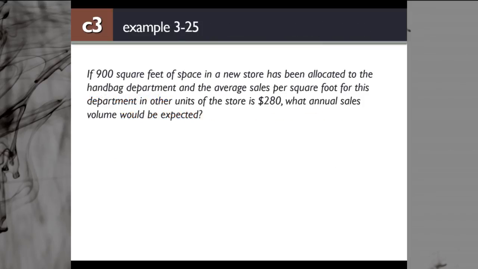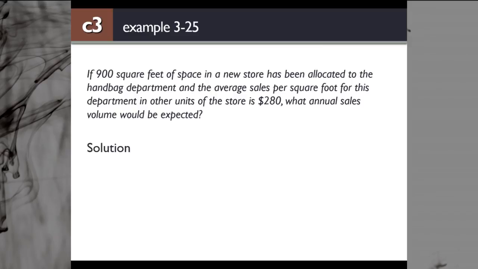So here's the example. If 900 square feet of space in a new store has been allocated to the handbag department, so it already gave the space, right? So that's the size, and the average sales per square foot for this department in other units of the store is $280. Then what would be the expected annual sales volume? So you can calculate this, right?